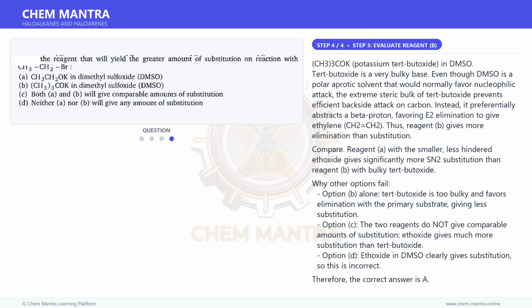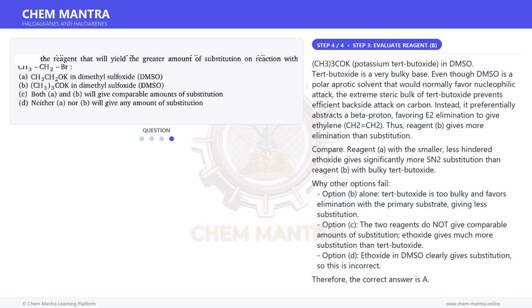Instead, it preferentially abstracts a beta proton, favoring E2 elimination to give ethylene, CH2=CH2. Thus, reagent B gives more elimination than substitution. Compare. Reagent A with the smaller, less hindered ethoxide gives significantly more SN2 substitution than reagent B with bulky tert-butoxide.